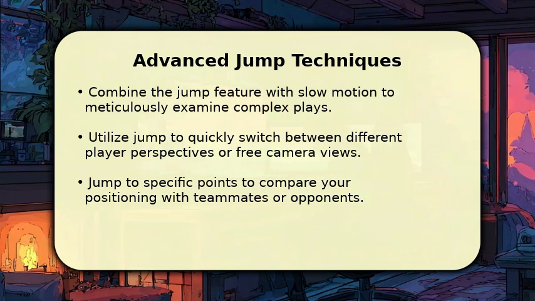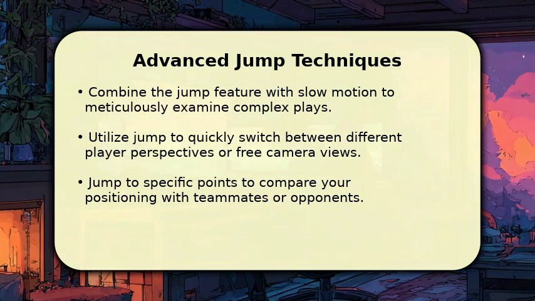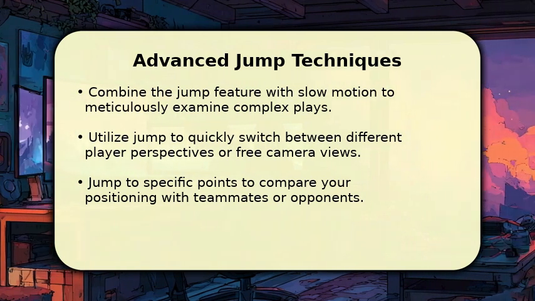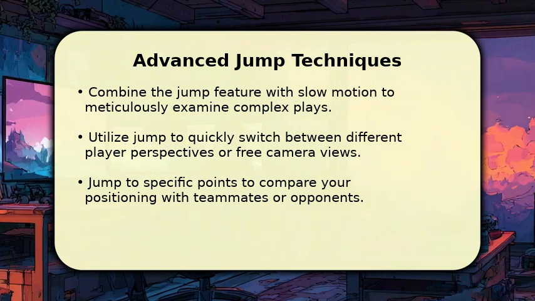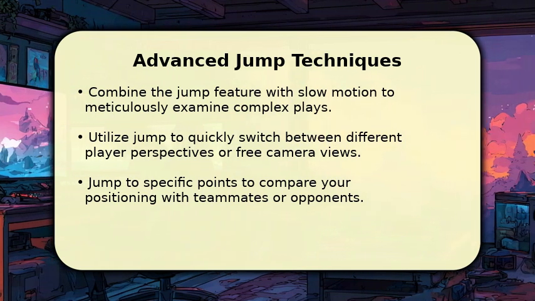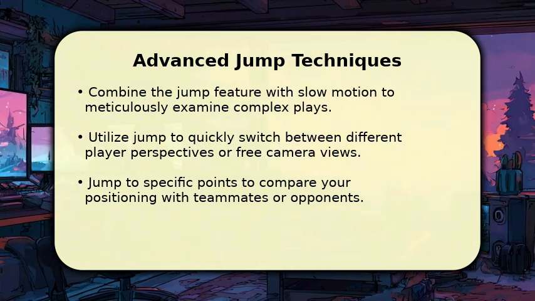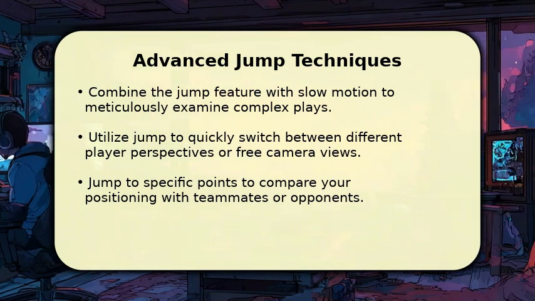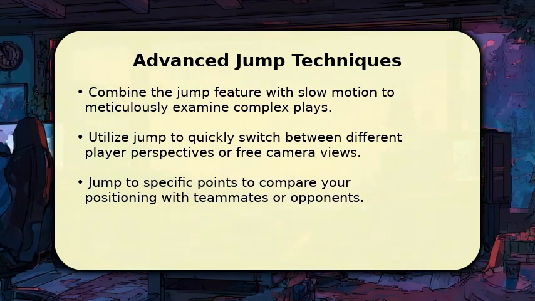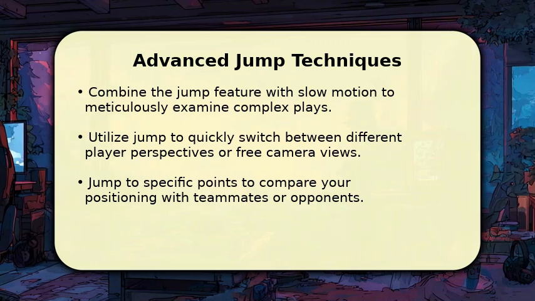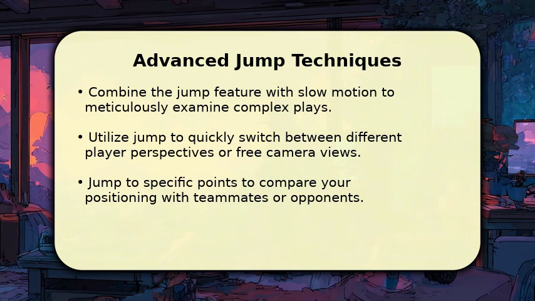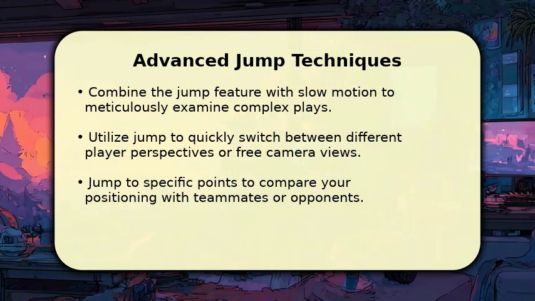For instance, jump to a key moment, then activate slow motion to meticulously dissect a complex aerial play or a crucial save. You can also rapidly jump between different player perspectives or the free camera view to gain a comprehensive understanding of the situation. This allows you to compare your positioning with teammates or opponents, isolating critical sequences for repeated viewing and deeper analytical insight into your gameplay.